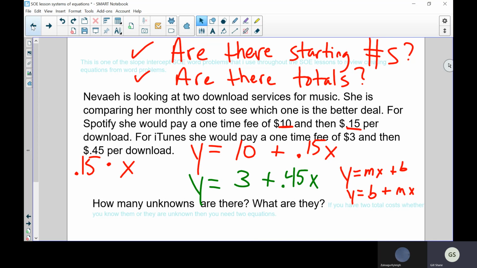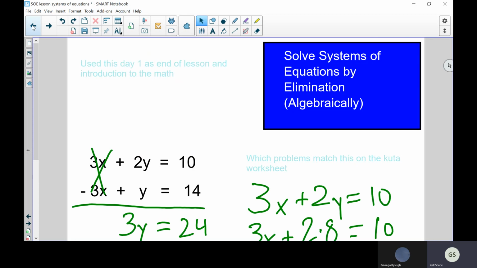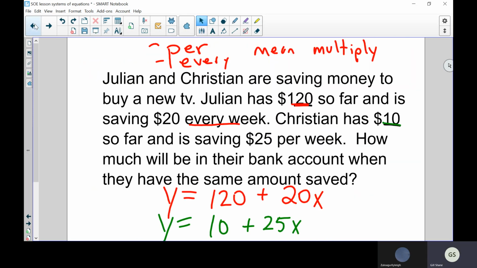All right, so next question, or next equation, next word problem. All right, here we go. What's the first question we ask?